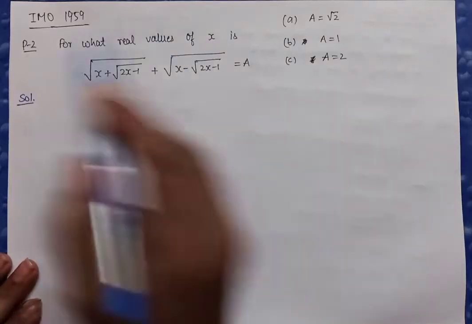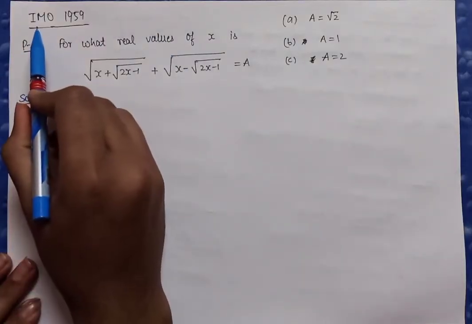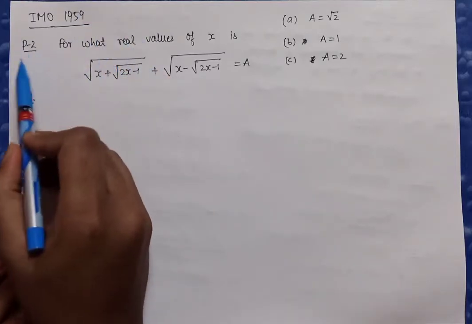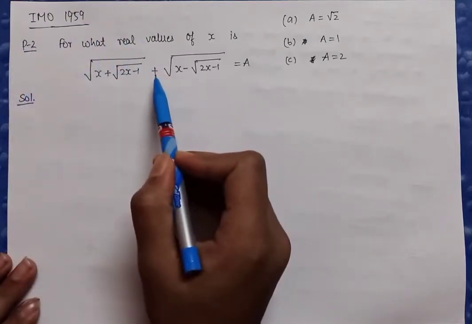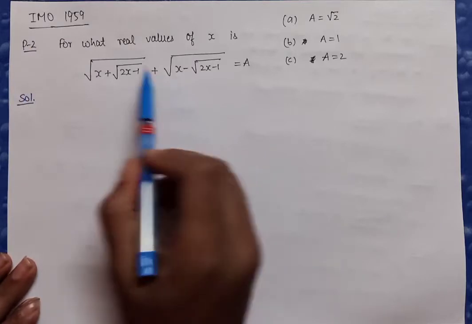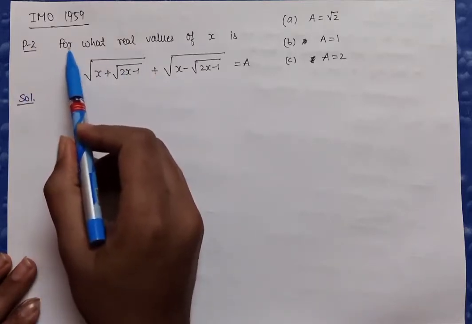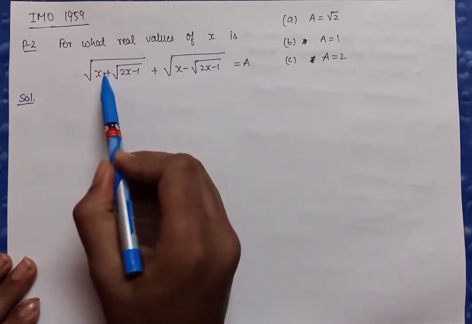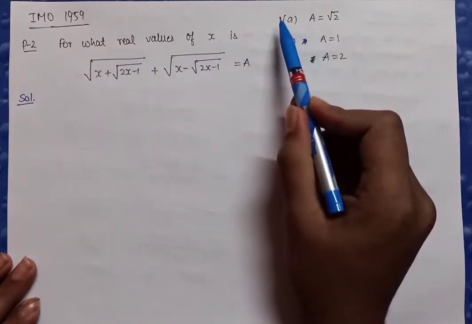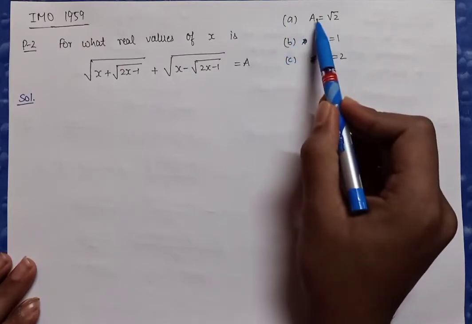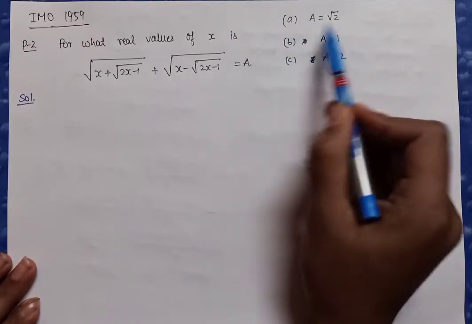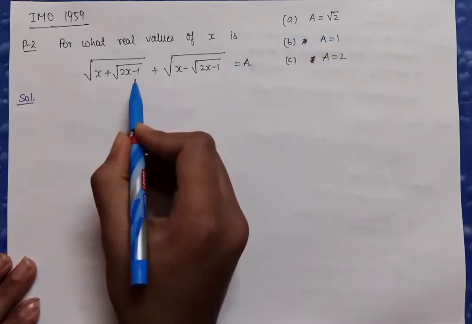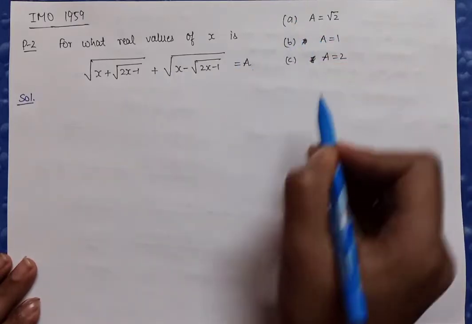Hello friends, today we are going to discuss one problem which was asked in International Mathematics Olympiad 1959. This was problem number 2 of that question paper, and it was from a basic concept. The question was: for what real values of x does the given equation hold, for different values of a? They had given three cases: first a as root 2, then a as 1, then a as 2. So we will solve it first in general for a, then check the different cases.